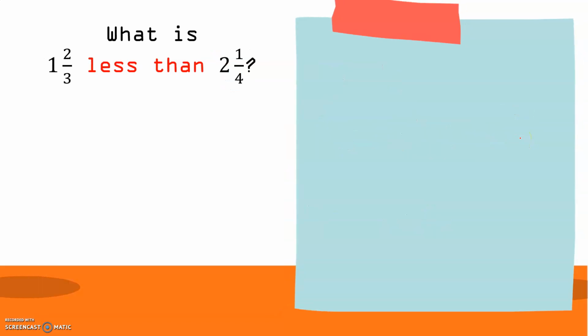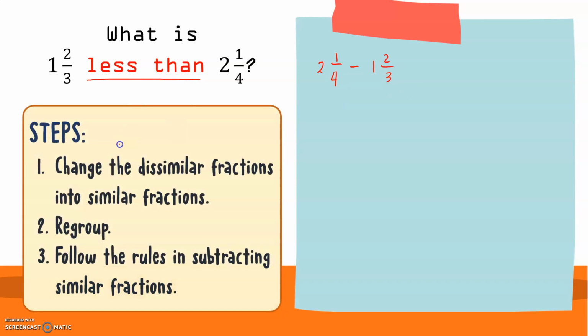Next, what is 1 and 2/3 less than 2 and 1/4? This time we are given the keyword less than. Less than is the same as subtracted to. Okay, so this question means that we will have 2 and 1/4 minus 1 and 2/3. Again, our fractions are dissimilar, so we need to change them first into similar fractions, just like what is stated in our steps here. So let's find the LCD.